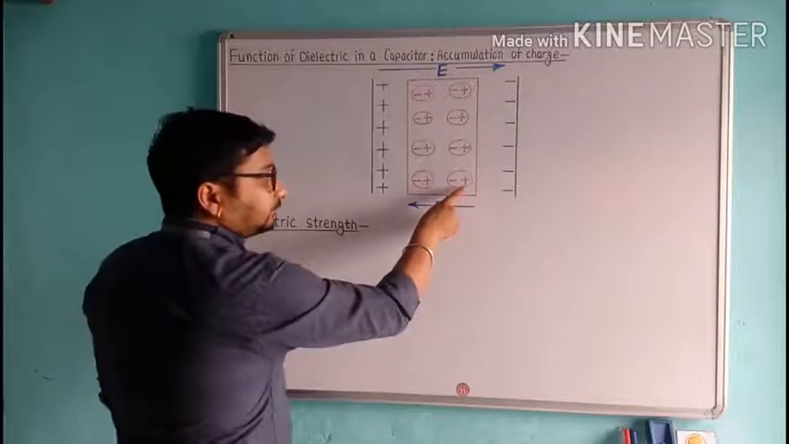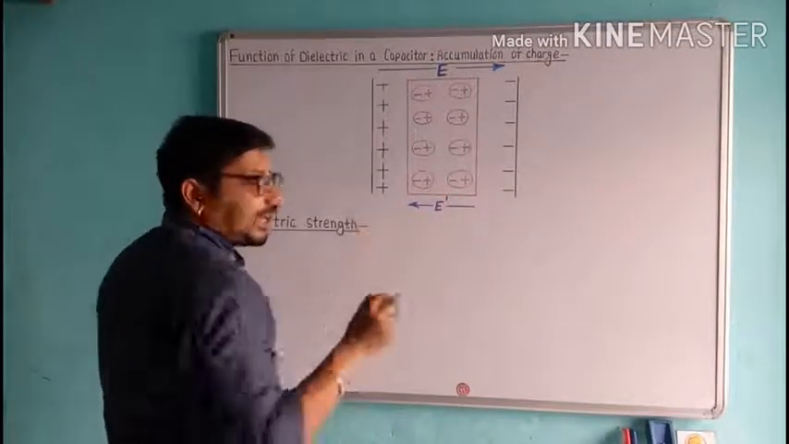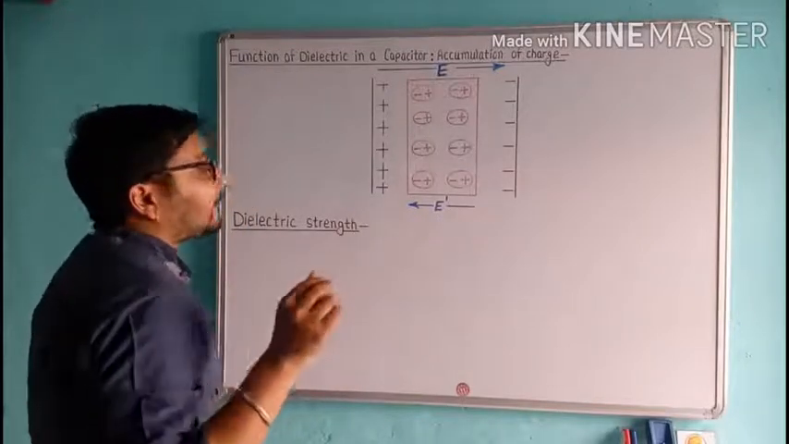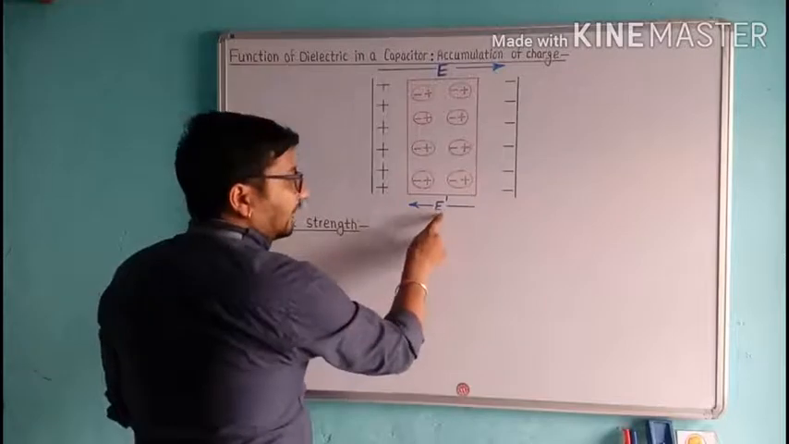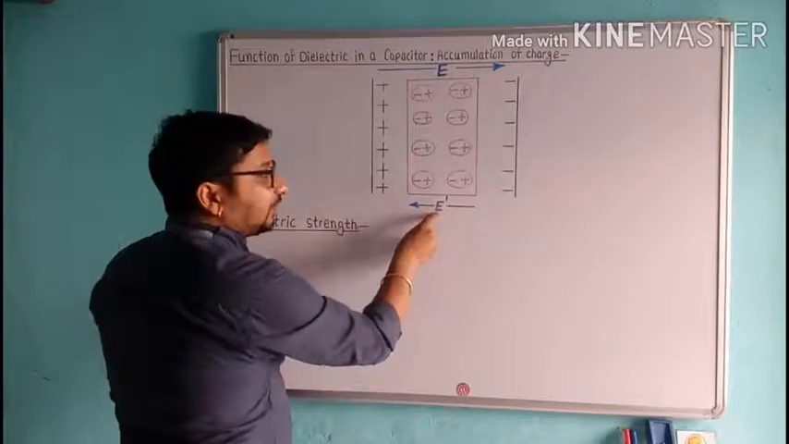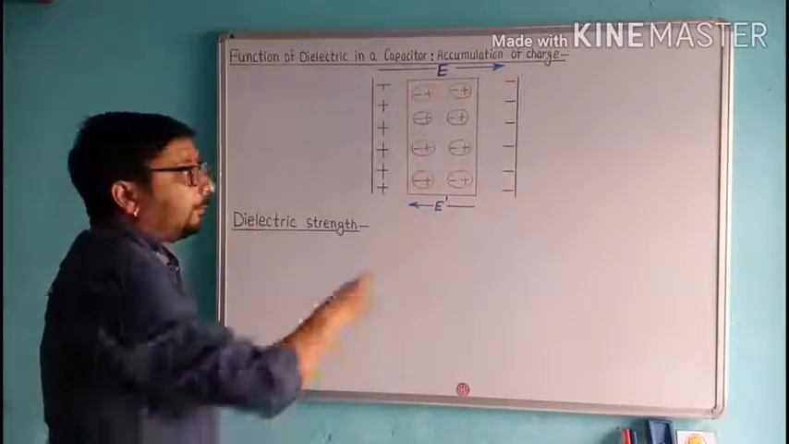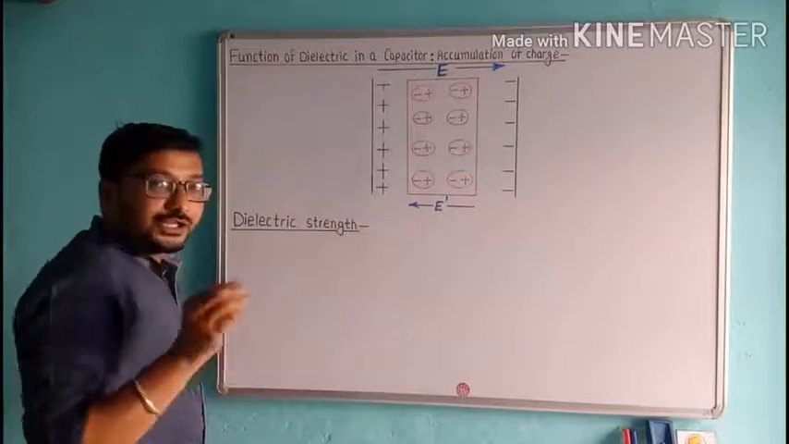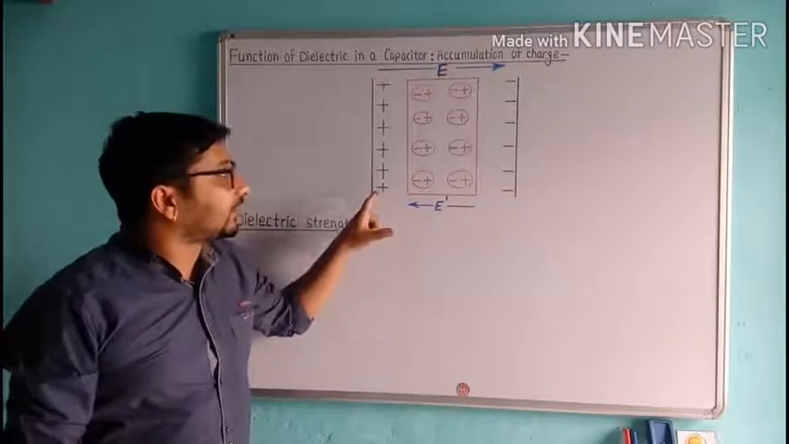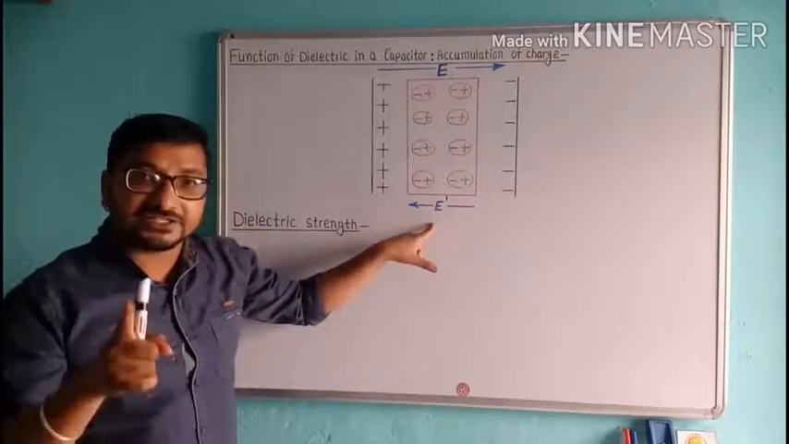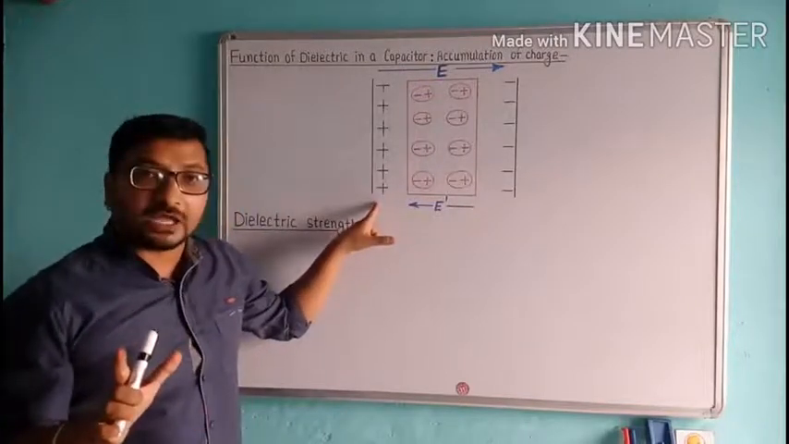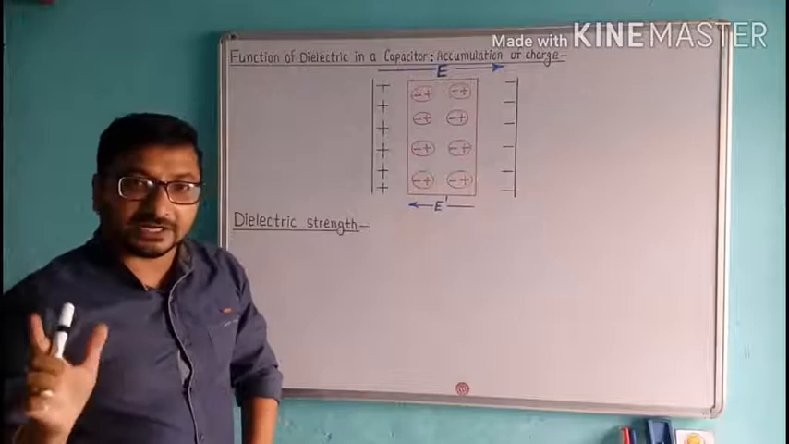So this produces an internal electric field inside the dielectric. The direction of this internal electric field is from positive charge to negative charge, but it is just opposite to the external electric field between the two plates of the capacitor. So the net electric field between the two plates of the capacitor is E minus E dash, that is, it decreases. The electric field between the two plates of the capacitor decreases. It becomes E minus E dash.